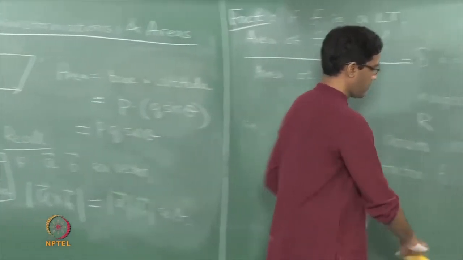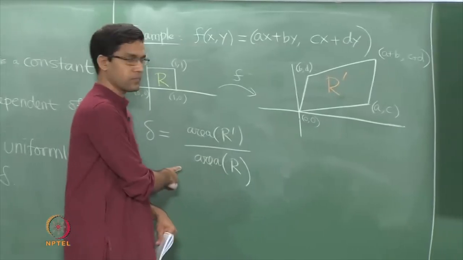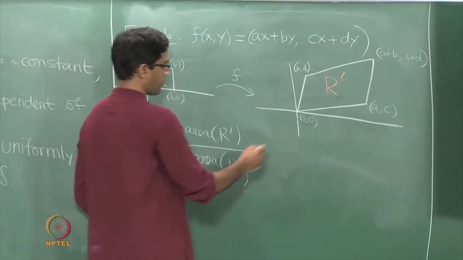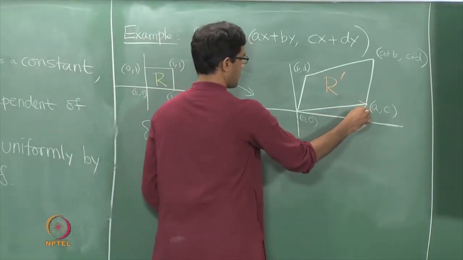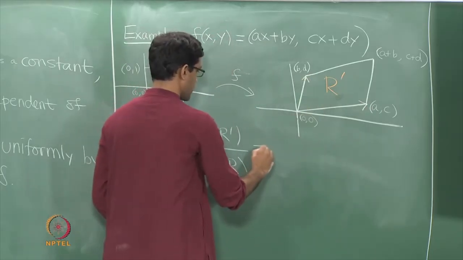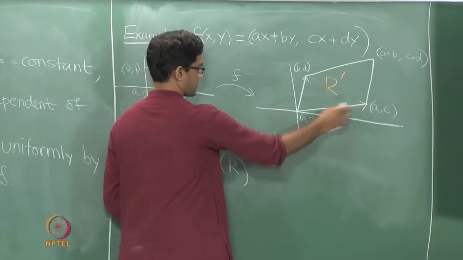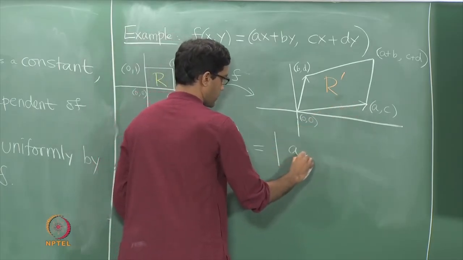So let's come back here. We were trying to figure out the area of this parallelogram R prime. So what we want to do is to think of one side and the other side as both being vectors. So this is nothing but the absolute value of the cross product of these two vectors. Okay, and now I'll use vector notation again.